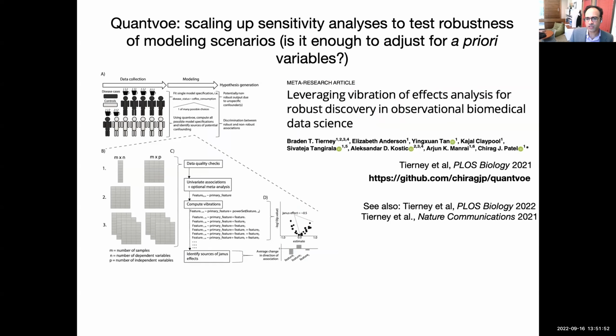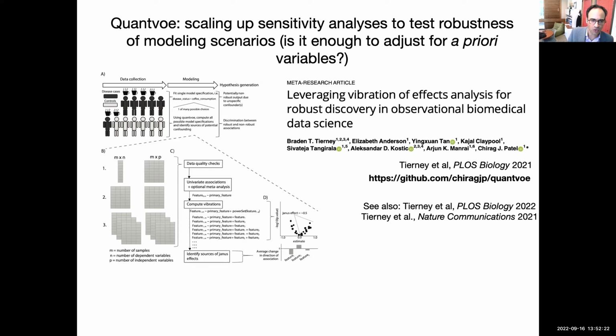So one idea might be to ask the question, which variables are robust to the study designs that you might use, like the variables that you choose in your analytical model. So here, Braden in our group leveraged a tool called vibration of effects and tried to make this happen. He asked the question, if I throw all these different models at a particular question, DAG notwithstanding, which ones seem to stand the test of time across all these different models?